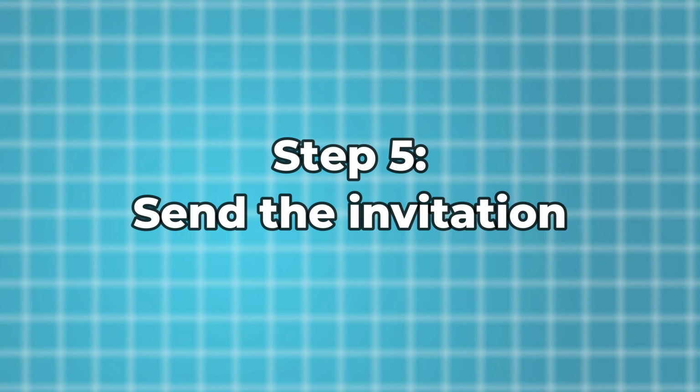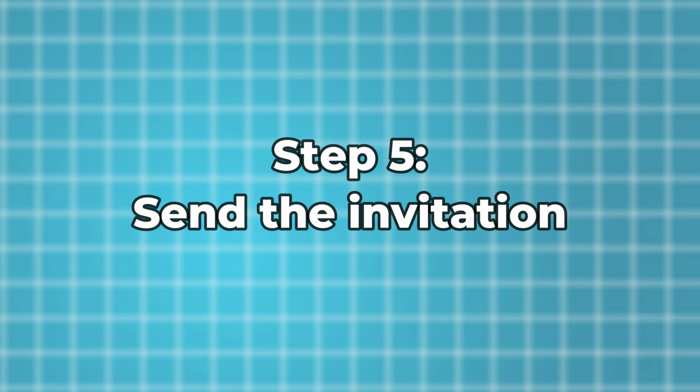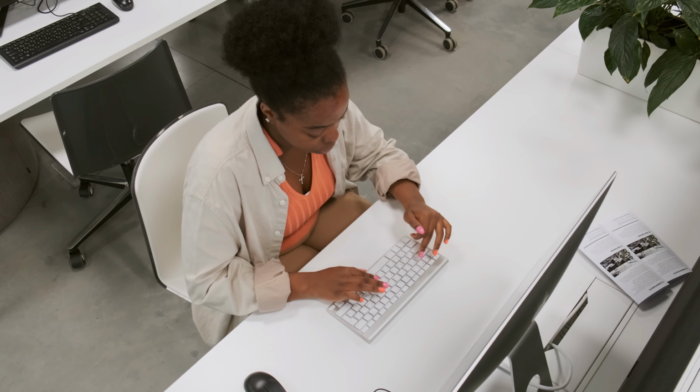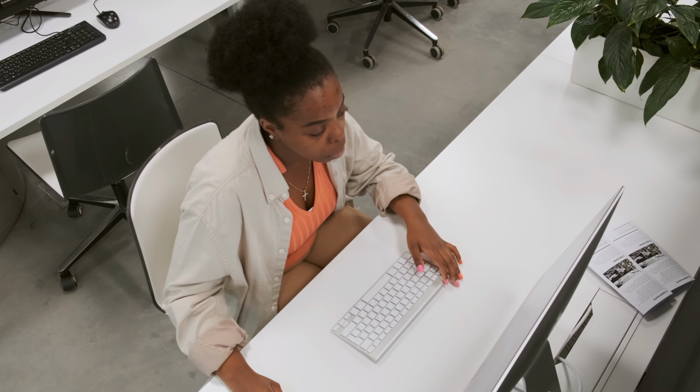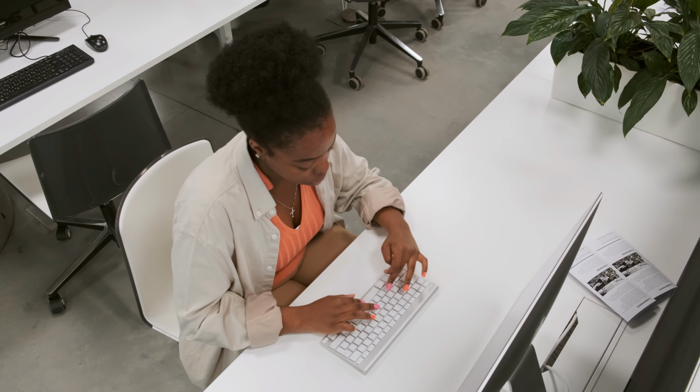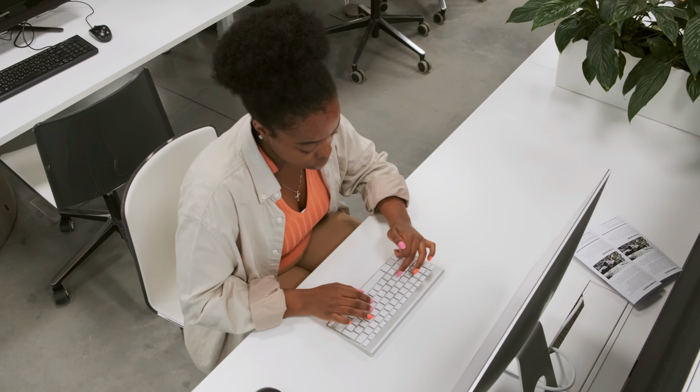Step 5. Send the invitation. Once you've entered the email address and chosen the permission level, click the Invite button at the bottom of the screen. This will send an invitation email to the chosen manager. They will need to accept the invitation using the link provided in the email to become a manager of your Google Business profile.